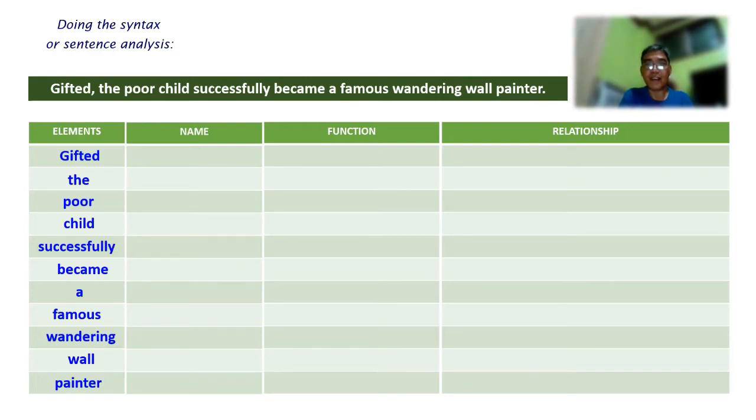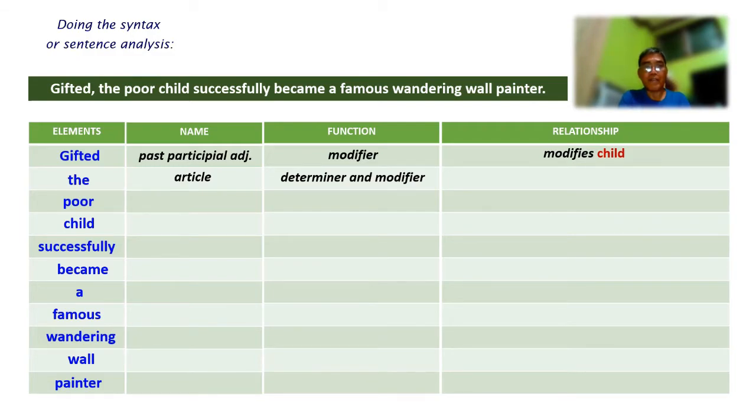Gifted is classified as past participial adjective. This adjective is a modifier modifying the noun child. Next word is the. The is classified as article. This article is a determiner and at the same time a modifier. Being a modifier, it also modifies the same noun, child. Following the is poor.